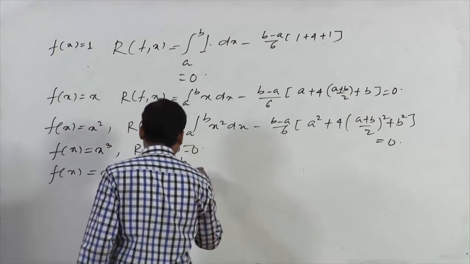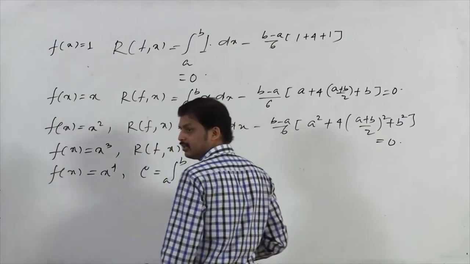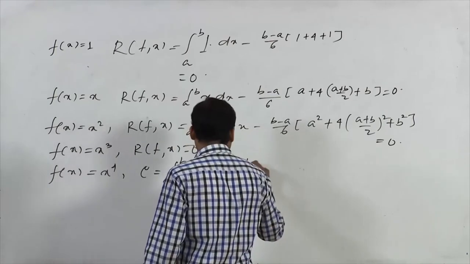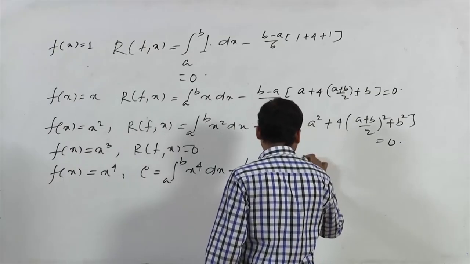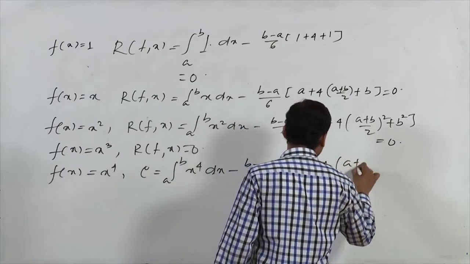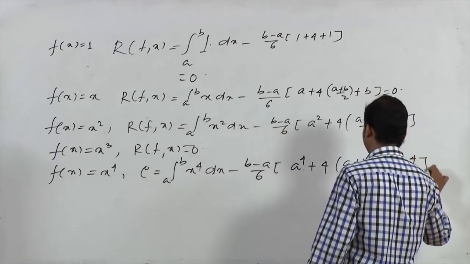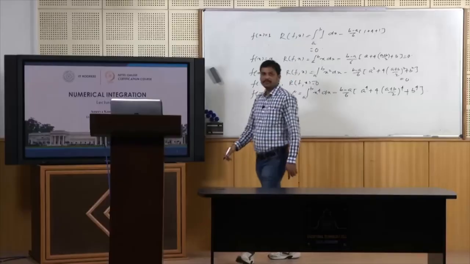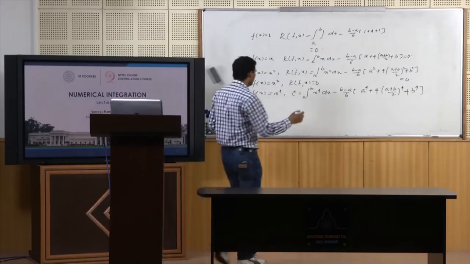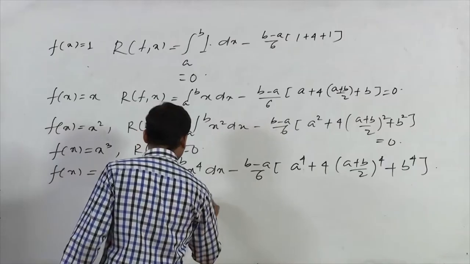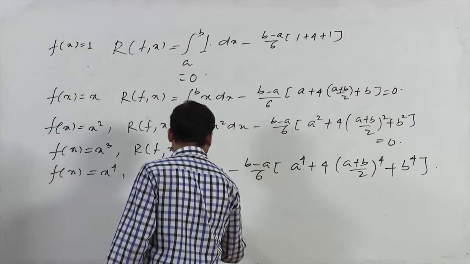So, that is the integral from a to b of x to the power 4 dx minus (b minus a) by 6 times the terms a to the power 4 plus 4 into ((a plus b) by 2) to the power 4 plus b to the power 4 here. And if you do some simplifications, we can obtain this value as minus of (b minus a) whole to the power 5 by 120.